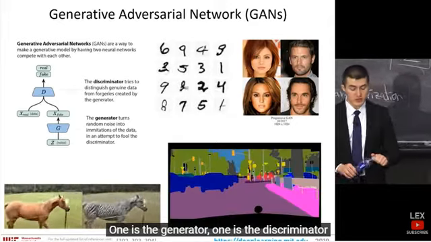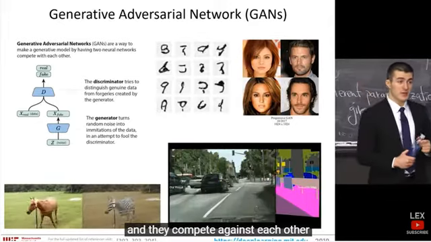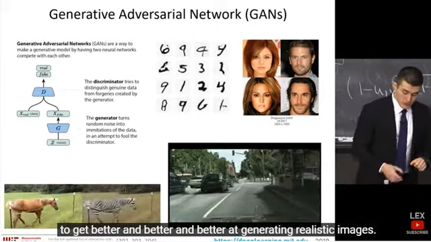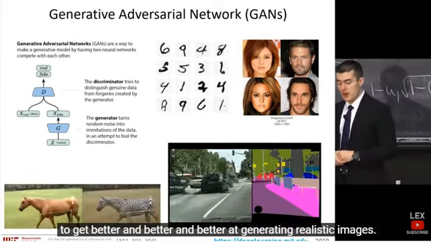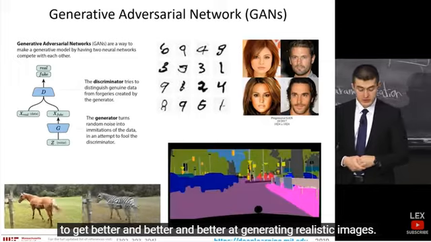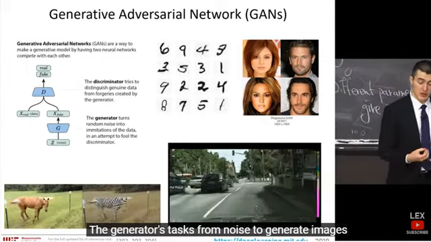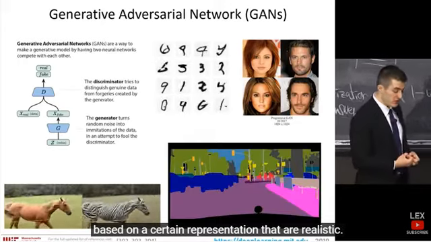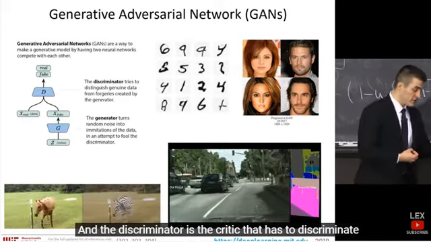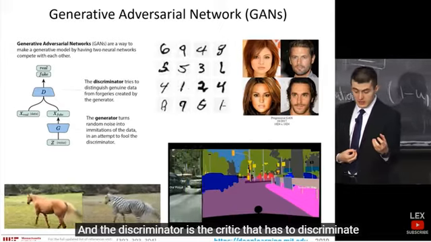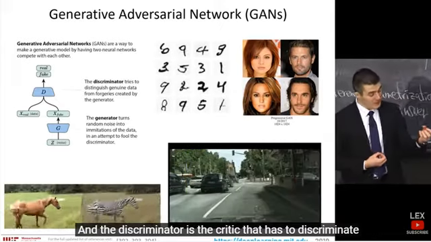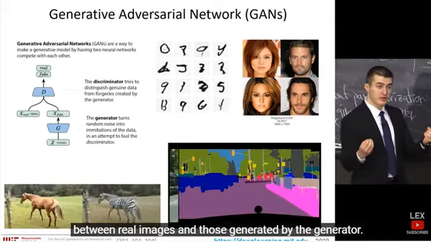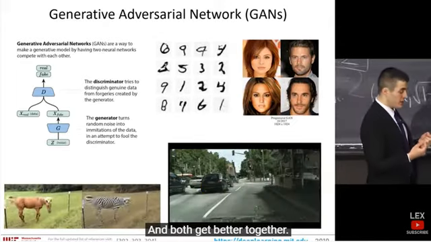One is the generator, one is the discriminator, and they compete against each other in order for the generator to get better and better and better at generating realistic images. The generator's task, from noise, is to generate images based on a certain representation that are realistic, and the discriminator is the critic that has to discriminate between real images and those generated by the generator. And both get better together.